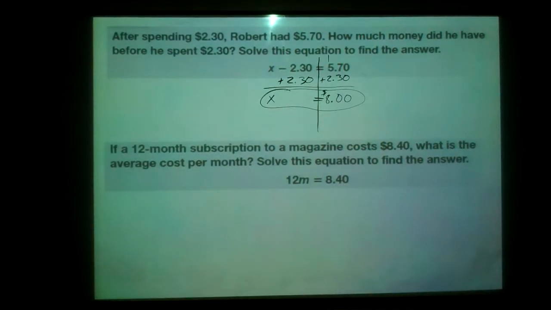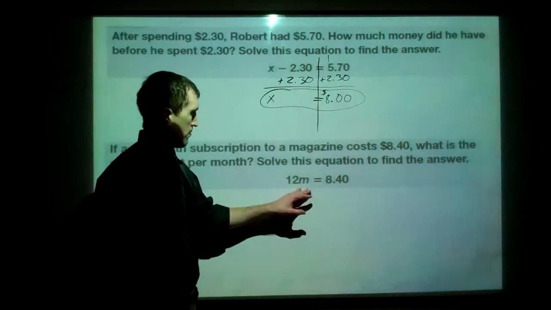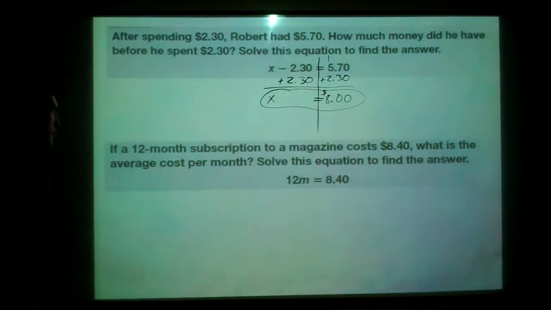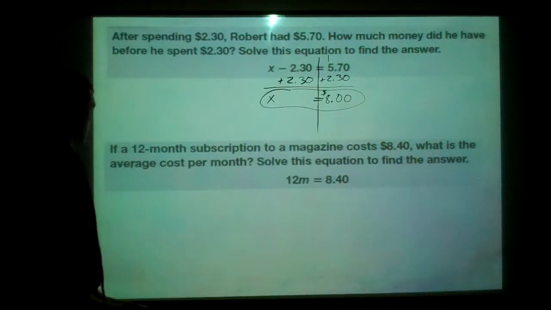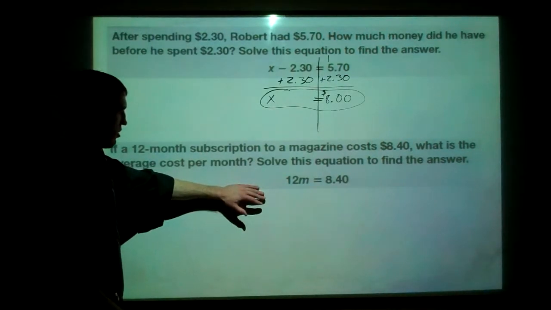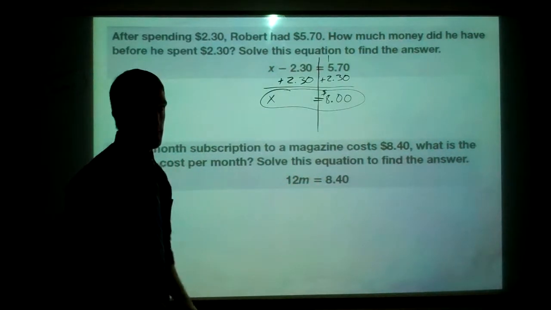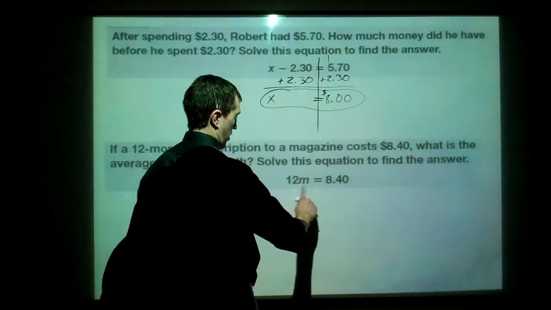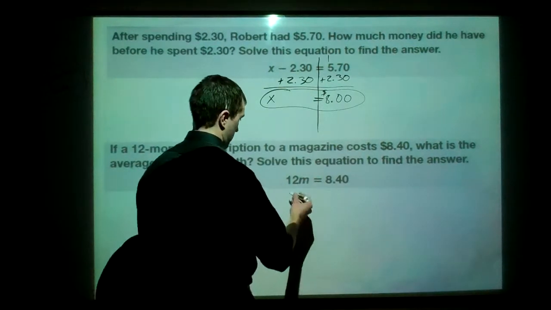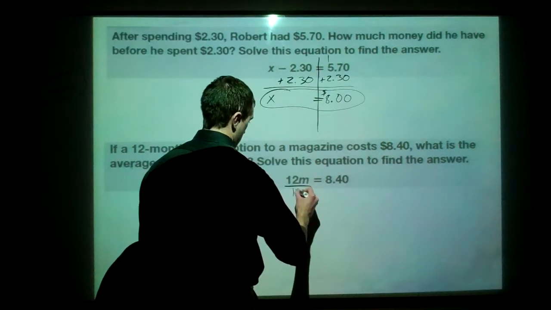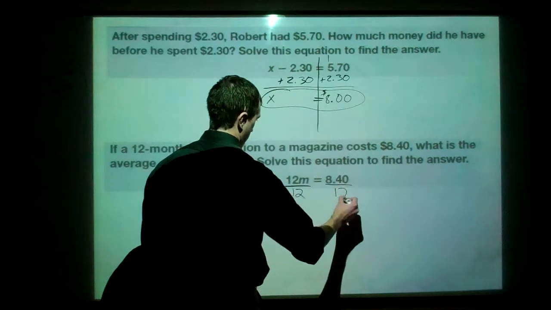Okay, next one. If a 12-month subscription to a magazine costs $8.40, what is the average cost per month? Okay, so that means 12 times M equals $8.40. We probably know that we're just going to end up dividing $8.40 into 12 pieces anyway. But yes, 12 times a monthly amount would give us the average cost. And what we end up doing is, since we are multiplying, we do the inverse of multiplying, which is dividing. We have to do that for both sides.